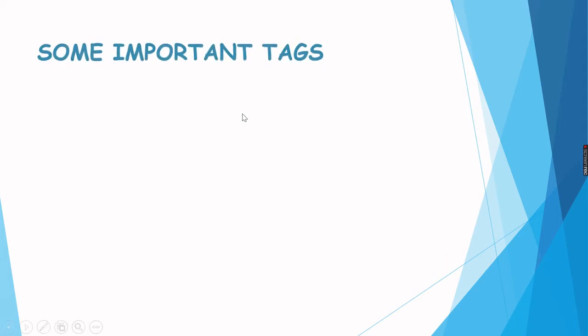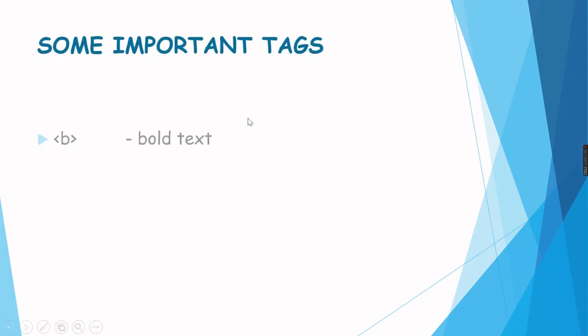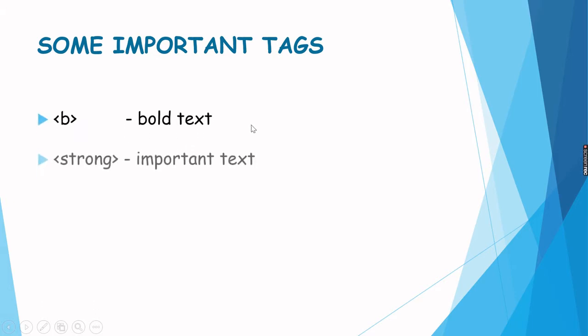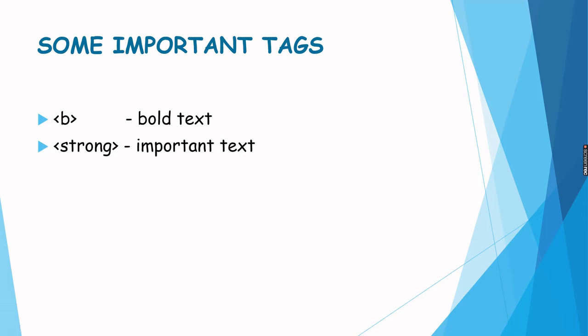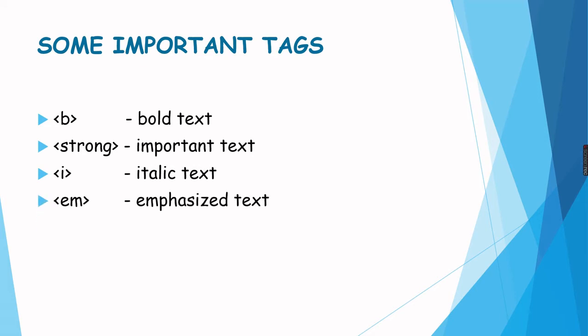Today, we will learn about some important tags used in HTML, like the bold tag, which is used to bold our text. The strong tag is similar to the bold tag, but it is used to show important text. The italic tag is used to italicize our text. The em tag is similar to the italic tag, but it is used to show emphasized text. The underline tag is used to underline our text.